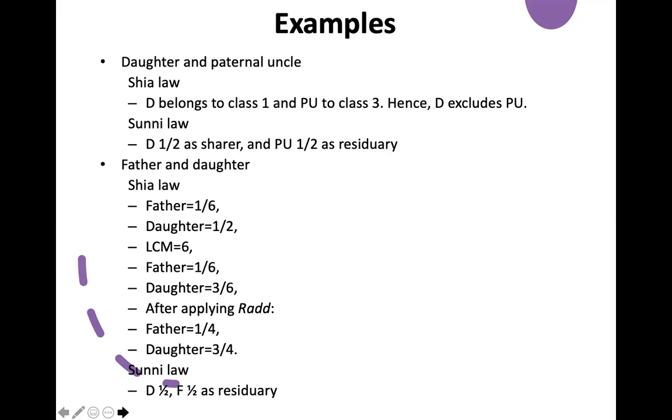In this way, we'll simply decrease the actual shares. So we will give 1/4 to father and 3/4 to daughter. Under Sunni law, daughter gets 1/2 and father gets the other half as residuary.